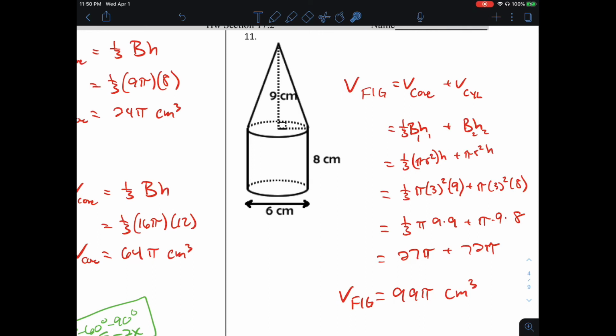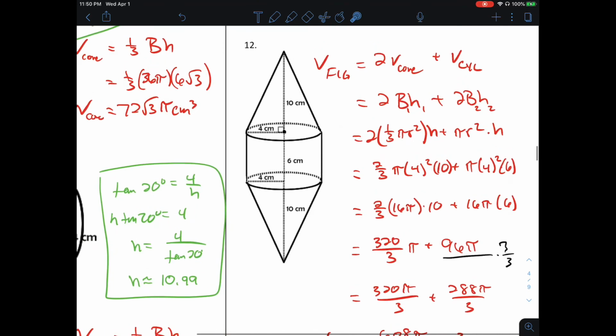Same base, 9 pi. Then you multiply it by 8, you get 72. Add those little fellas together, you get 99. 99 problems, and a cone ain't one.